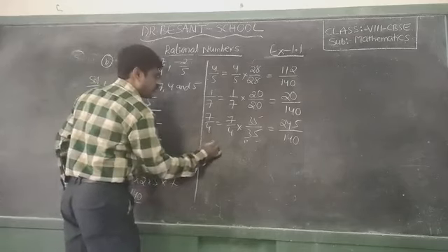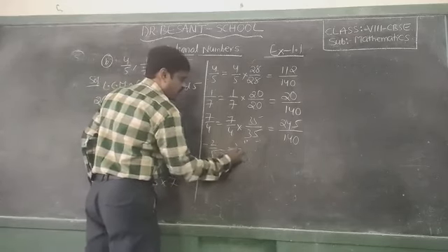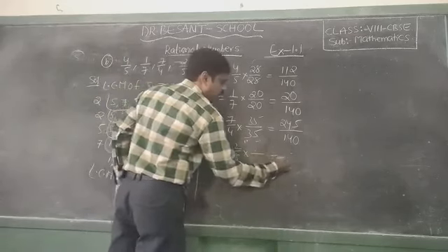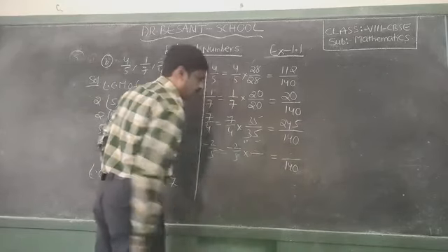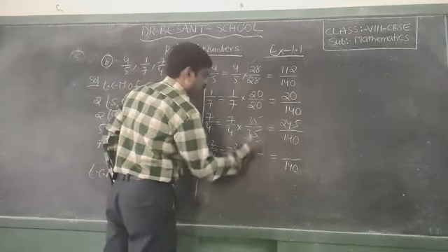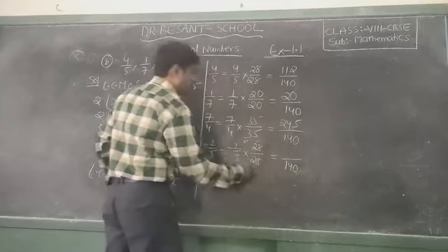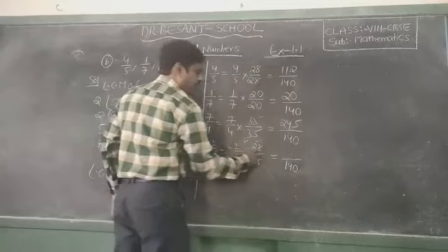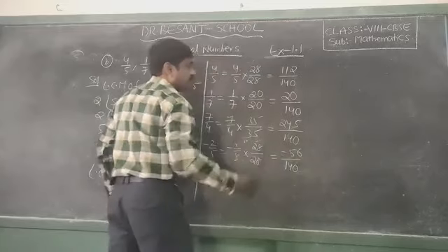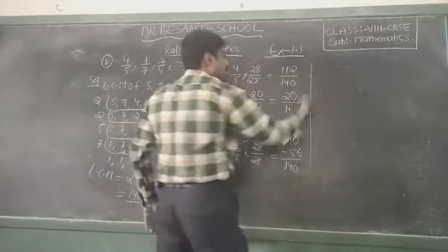Next minus 2 by 5. So minus 2 by 5 into, we should get the denominator 140. So 5 28s are 140, so 28. 28 2s are, because 5 28s we have already done, 28 2s are minus 56. Now descending order.